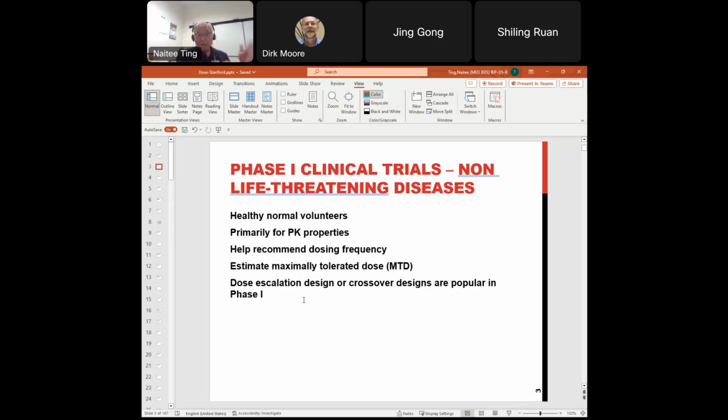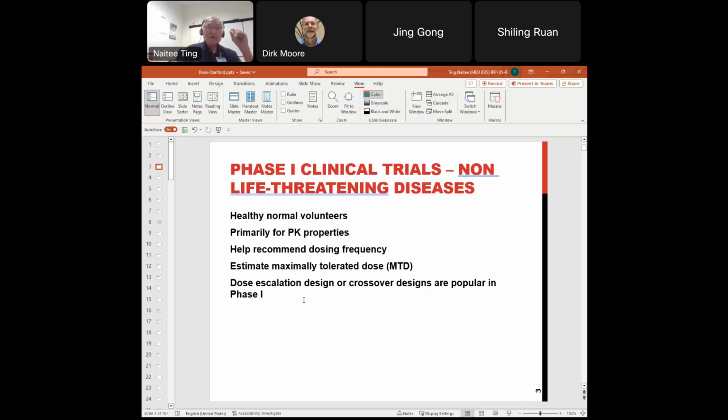Later I'm going to talk about the PK. There's a time concentration curve. You try to find out how long the drug stays in the body and for how much. So PK/PD will help to guide the dosing frequency. Why is MTD important? Okay.